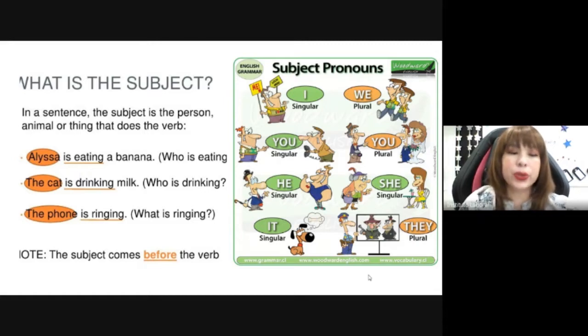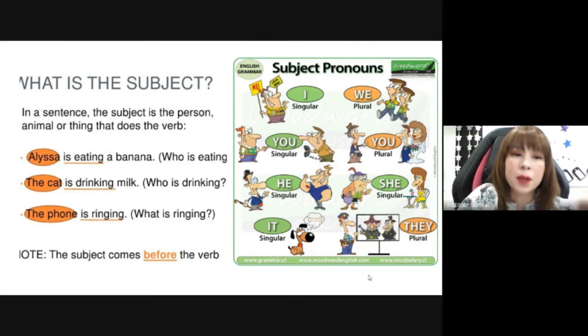In sentence number 2, the cat is drinking milk. Who is drinking? The cat. So that answers my question. The answer to my question is the subject of the sentence, the cat. In that case, cat is an animal. The phone is ringing. What is ringing? The answer is the phone. So the phone is the subject of that sentence. Alisa is one example of a subject that is a person. The cat is the animal and the phone is the thing.